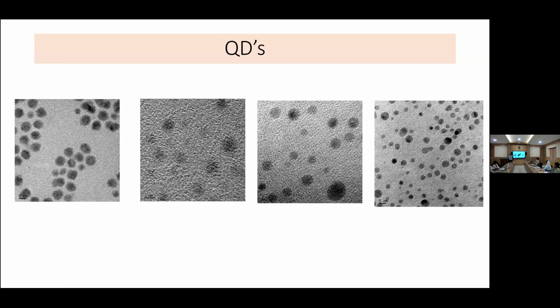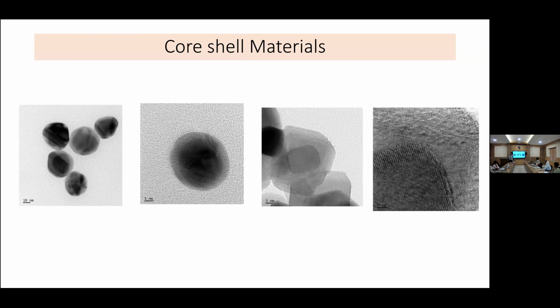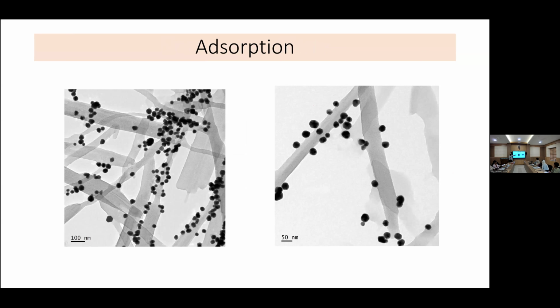And this is the electrospun fiber. In SEM, you can see the surface, but in TEM, like an X-ray, it's a cross-sectional image. You can see the particles inside the structure. Okay, that is the difference between SEM and TEM images. This is the core shell. And these are adsorption, like where some particles are adsorbed on the surface of some other materials.